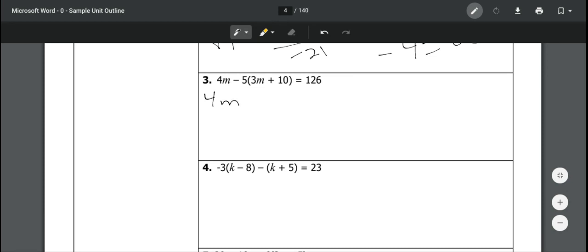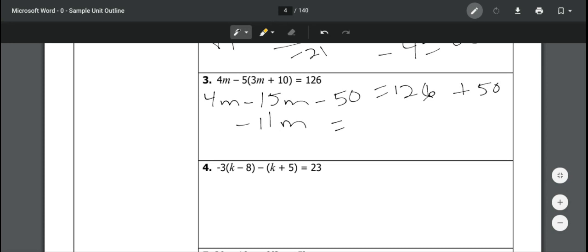Okay, we need to distribute. So we bring down the 4m. Negative 5 times 3 is negative 15m. Negative 5 times 10 is negative 50 equals 126. Put like terms together. So 4 minus 15 is negative 11m. And then I'm going to go ahead and add the 50. You could bring down that minus 50 and then do it separate if you want. And then I have 176. And then divide by negative 11. m equals negative 16.